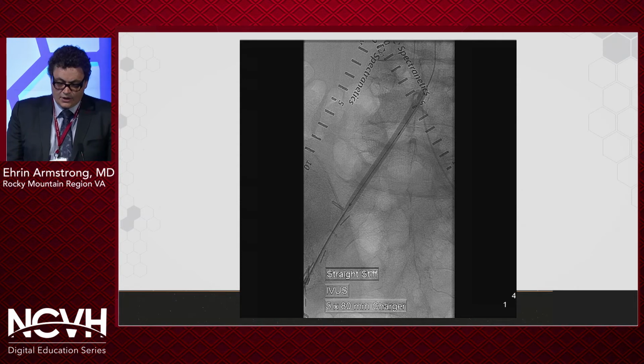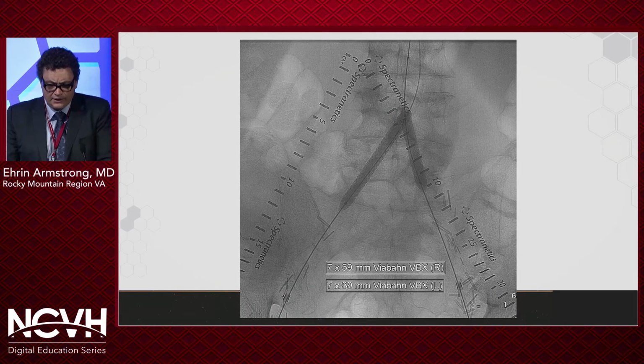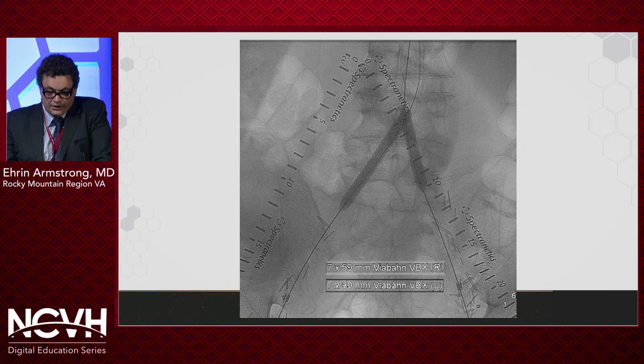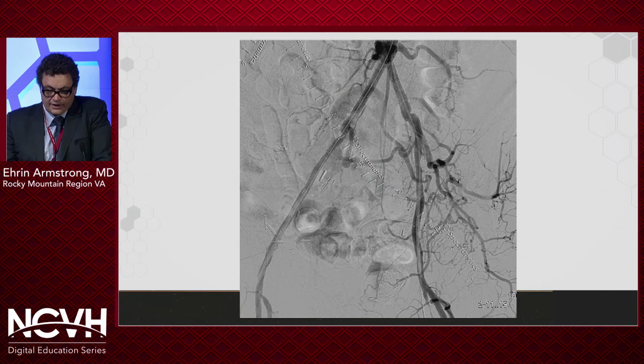In this case, we're able to cross the lesion retrograde with a straight stiff Glidewire. We utilized intravascular ultrasound to confirm an intravascular location of the reentry site and pre-dilated with a 5mm balloon. Subsequently, this case was treated with simultaneous deployment of bilateral balloon expandable covered stents that were initially placed at 7mm, but then were post-dilated up to 10mm on each side. And then this is the final angiographic result.